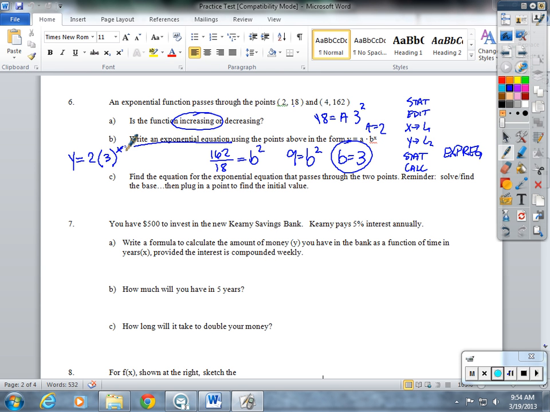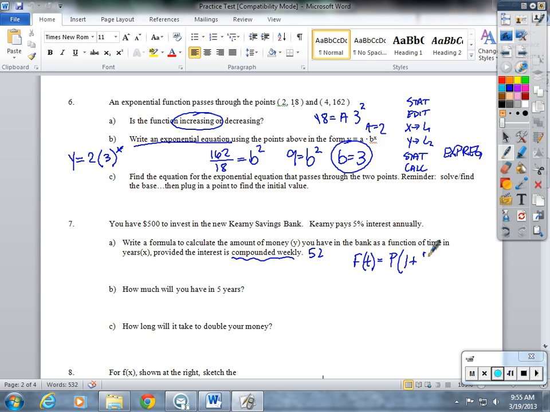Number 7, you have $500 to invest in the new Kearney Savings Bank. The bank pays 5% interest annually. Write a formula to calculate the amount of money you will have in the bank as a function of time in years, provided the interest is compounded weekly. There are 52 weeks in a year. Okay, so again, you can use any formula you want, but I would encourage you to use something like this.